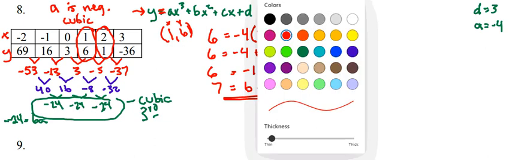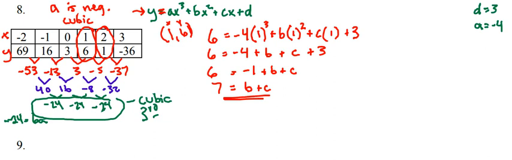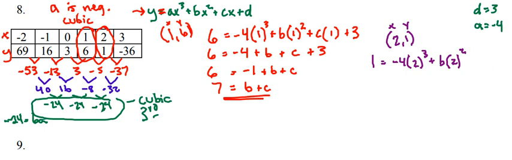Now, I'm going to use a different point. What a purple. That sounds fun. I'm going to use the point 2, 1. So again, this is my x value, this is the y value. My equation should work for this. When y is 1 and x is 2, there should be a value of b and a value of c that makes that true. 2 cubed plus b times 2 squared plus c times 2 plus 3.